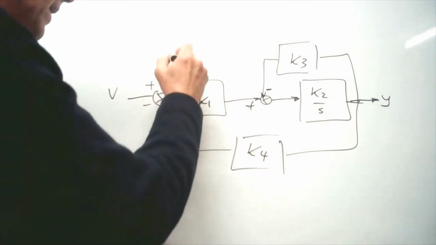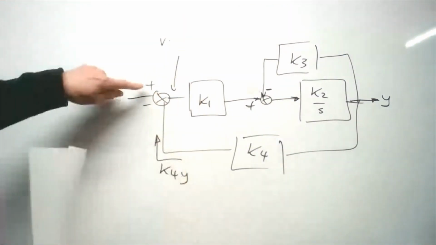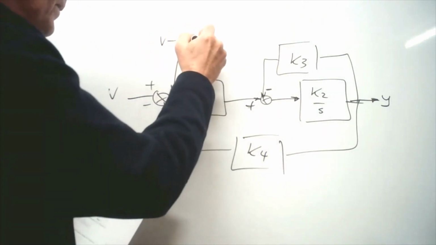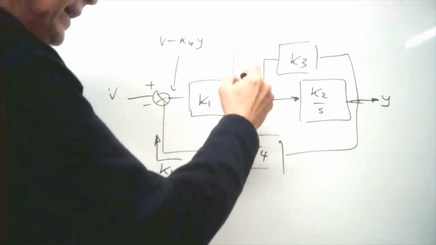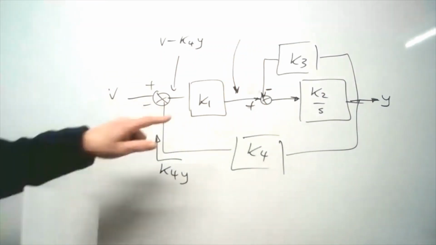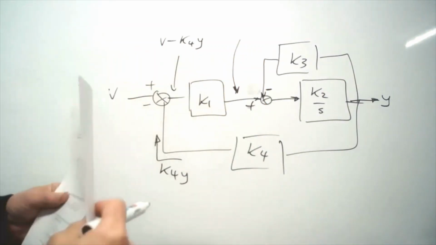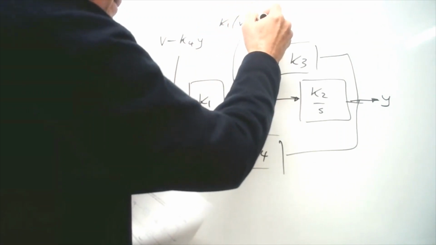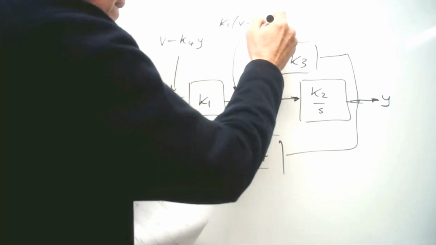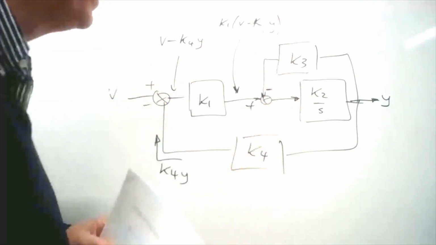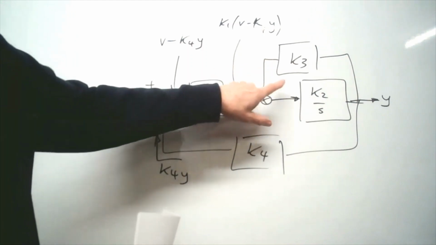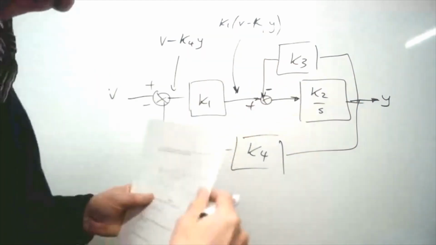That signal there will be V plus V minus K4Y. And that signal there will be that times that. So it'll be K1 into V minus K4 times Y.